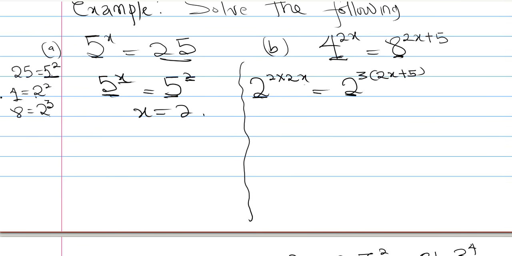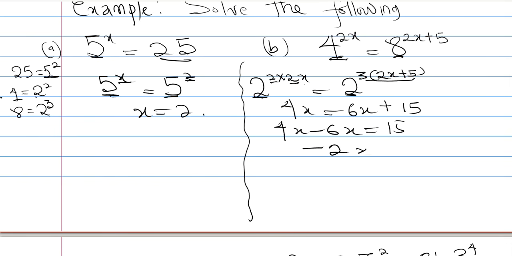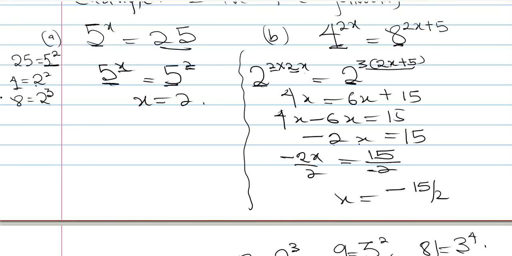This one just cancels. We have 2 times 2x here, which is 4x equal to, we can open the bracket straight away without wasting our time. 3 times 2x is 6x plus 3 times 5 is 15. Collect the like terms. We have 4x minus 6x equal to 15, so minus 2x equal to 15. Dividing both sides by the coefficient of x, which is minus 2, it means minus 2 divided by 2 equal to 15 divided by 2. x equal to minus 15 over 2. So we are done with this one.